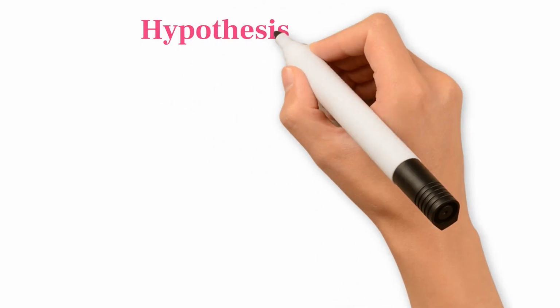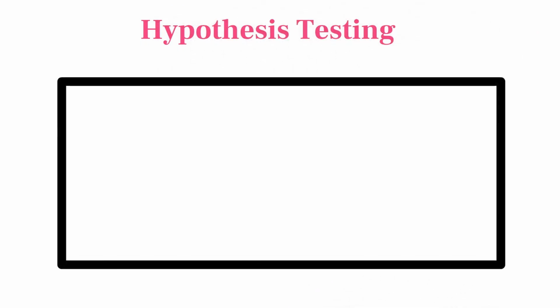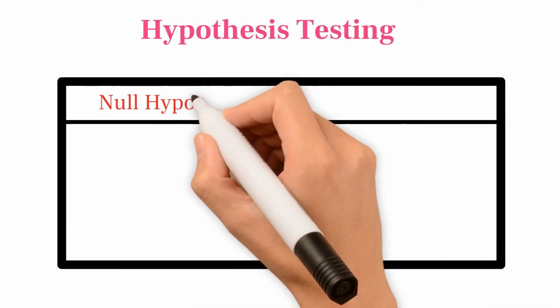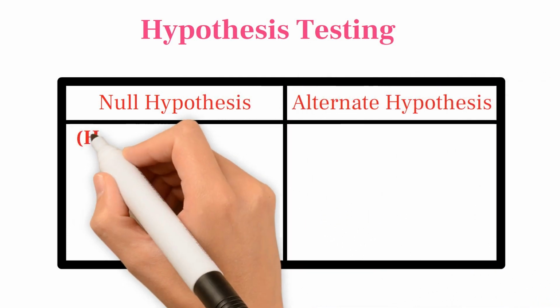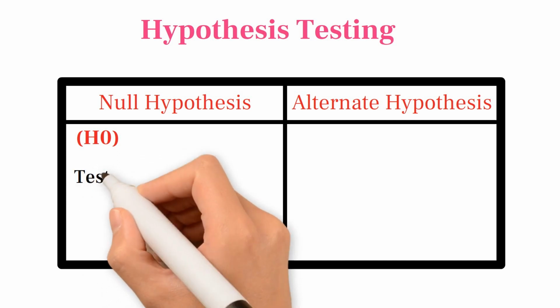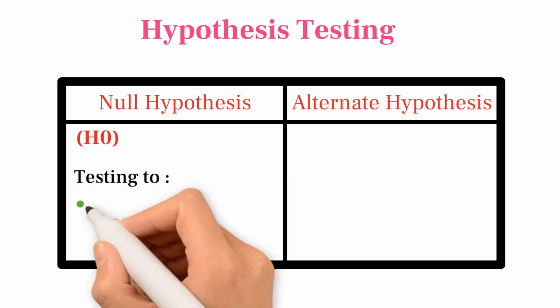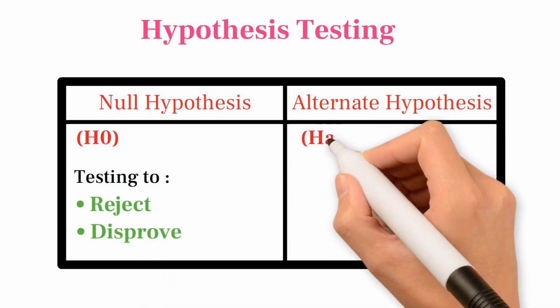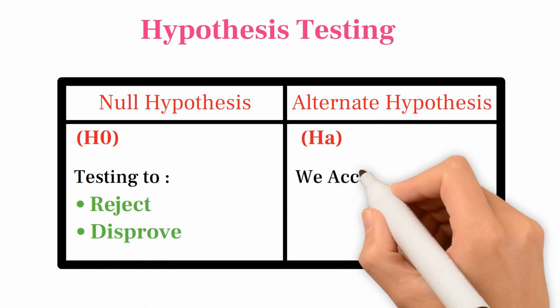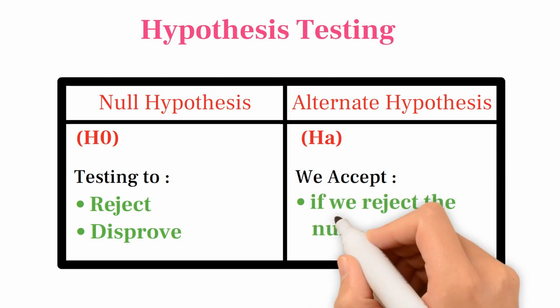Now, in hypothesis testing, we have two types of hypothesis, the null hypothesis and the alternate hypothesis. The null hypothesis H0 is the hypothesis that we are testing to reject or disapprove. On the other hand, the alternate hypothesis HA is the hypothesis that we accept if we reject the null hypothesis.